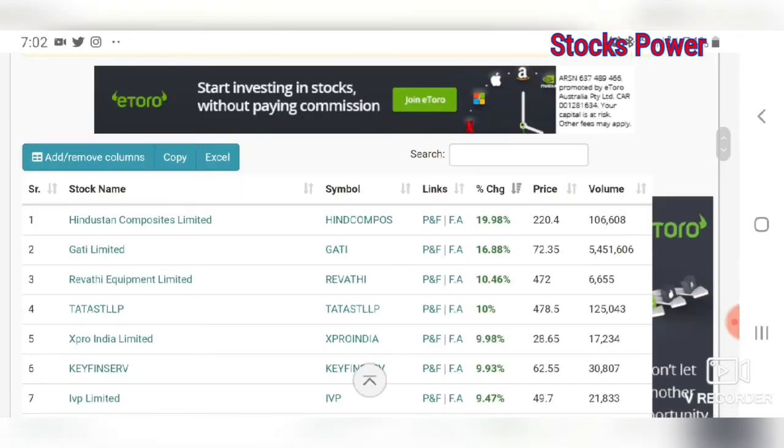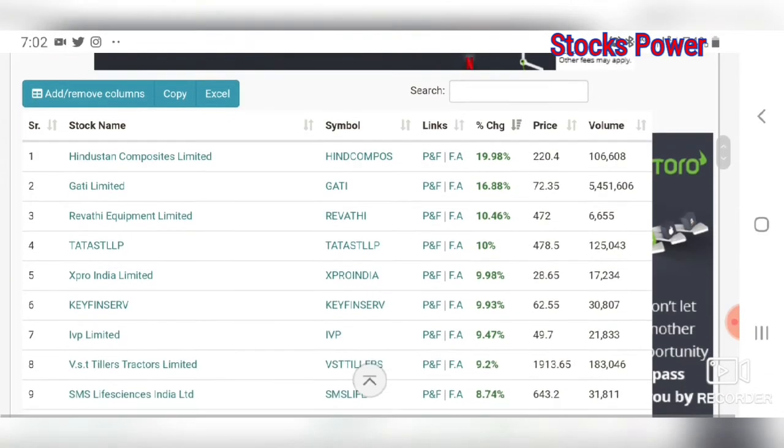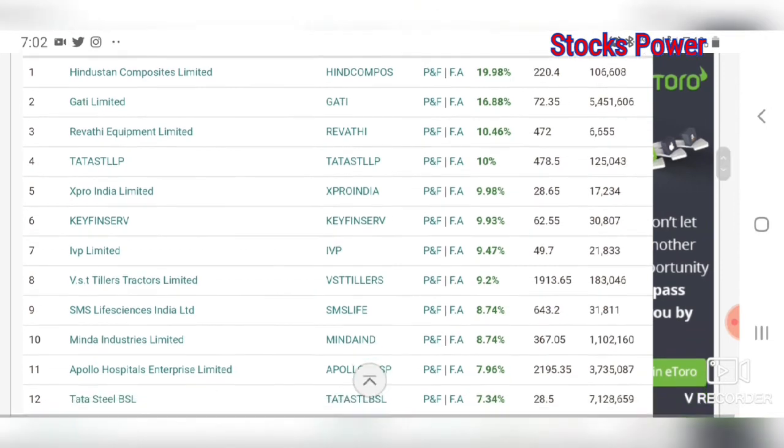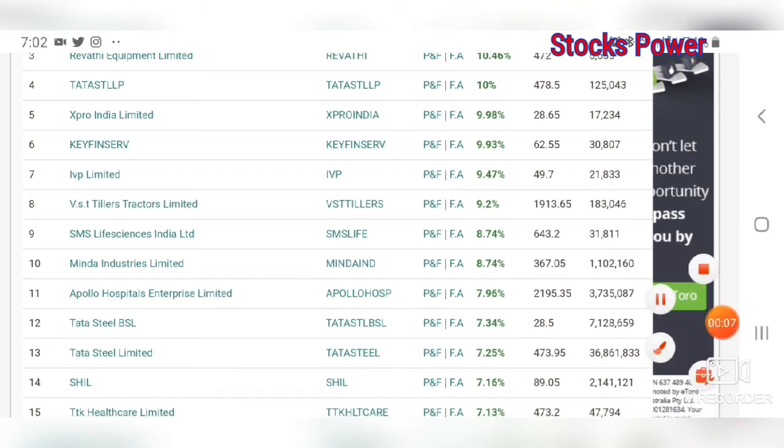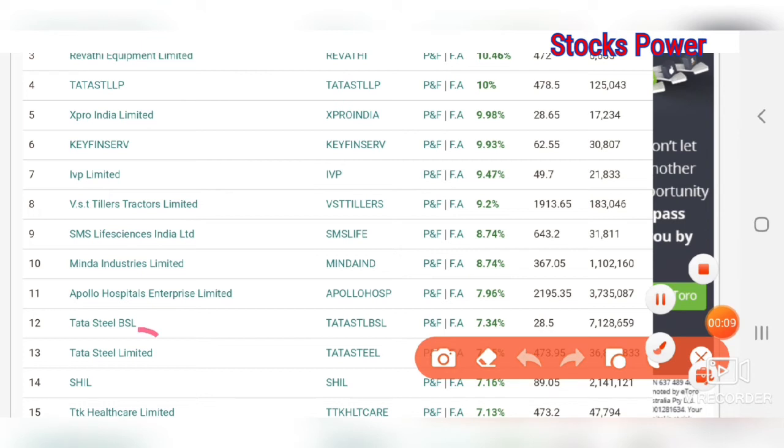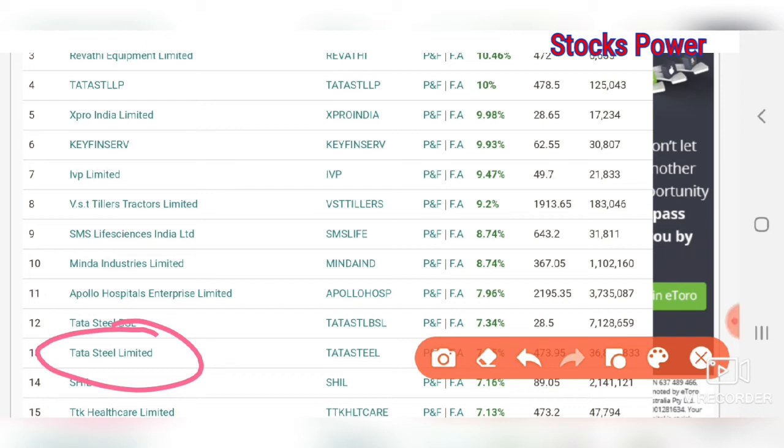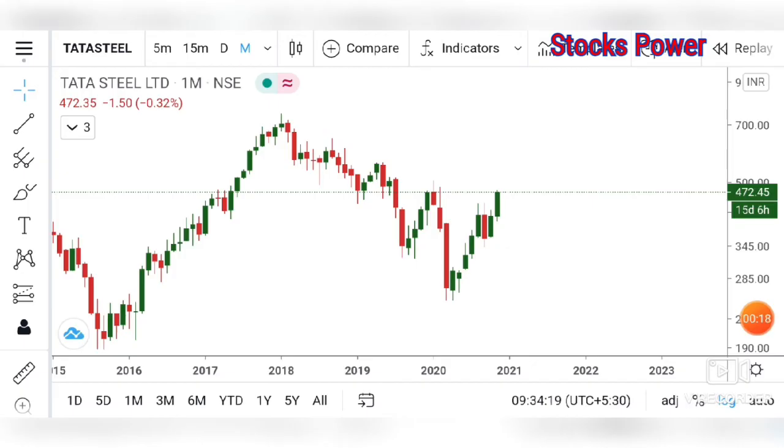We will check a stock from Nifty 50, whether a Nifty 50 stock is there or not. So we'll check the best stock. So here is Tata Steel Limited. We'll check on the charts of the Tata Steel Limited stock whether it has given breakout or not. So this is the Tata Steel Limited stock of 1 month. So we'll draw a trend line and see whether the stock has given breakout or not.